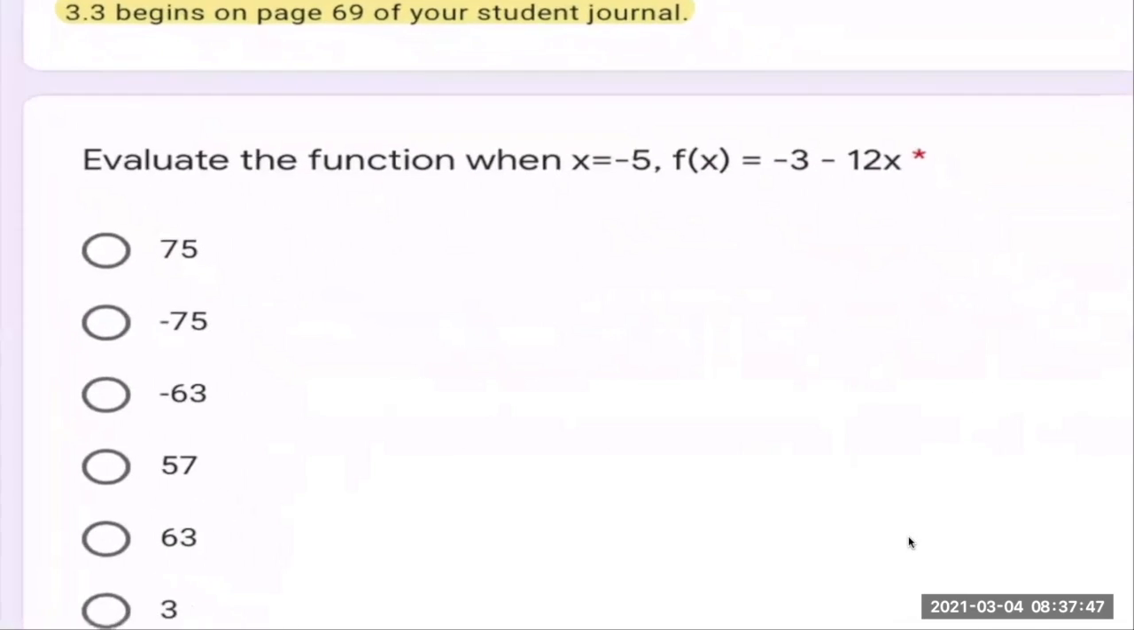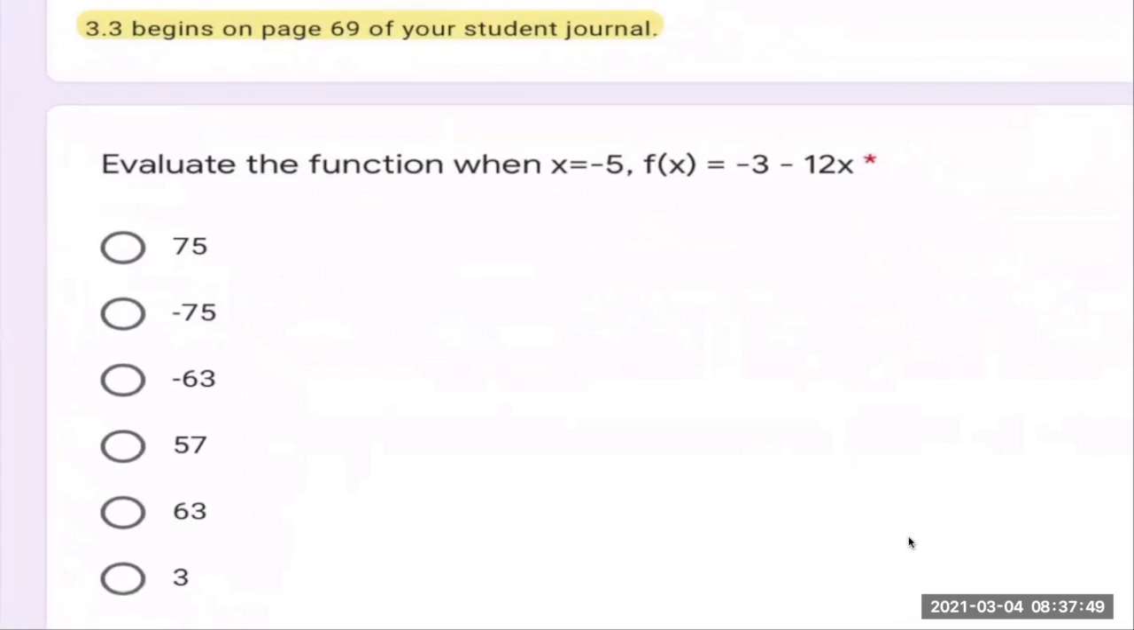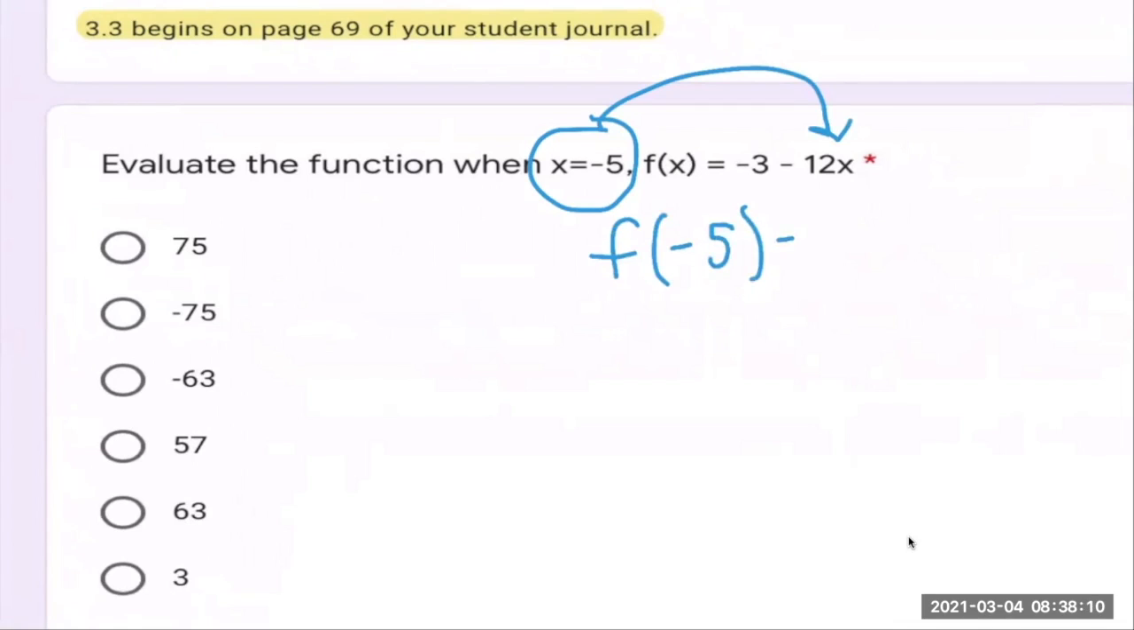So on this question, it says evaluate the function when x equals -5 for when f of x equals -3 minus 12x. So the goal on this one is we're replacing our x for -5. So we're plugging in that value. So we have f of x, which is f of -5, is equal to -3 minus 12 times -5.